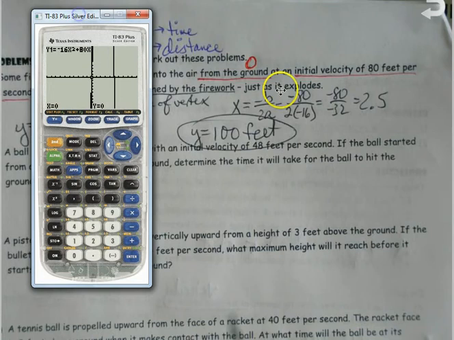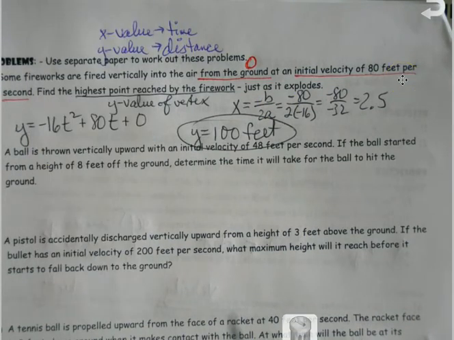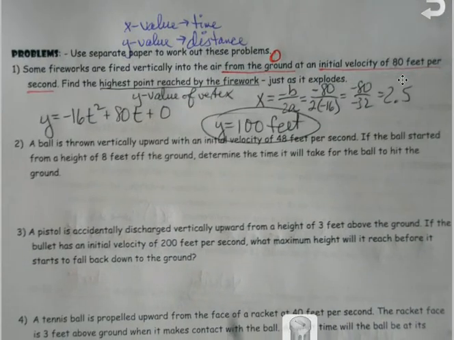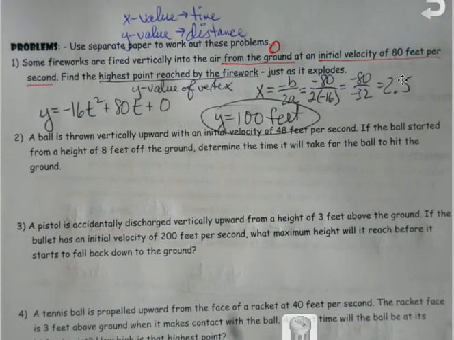And what am I going to hit when I hit trace? I'm going to hit my x value, 2.5. Boom. Get my y value that way. Doesn't matter. Either way works perfectly fine for our purposes. But I'm just letting you see you don't have to have a fancy calculator to make this work.